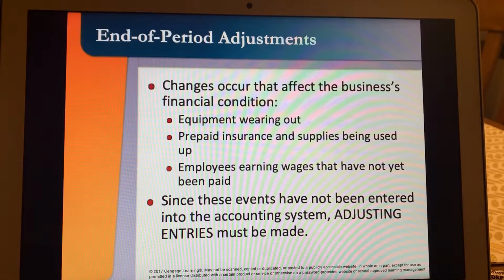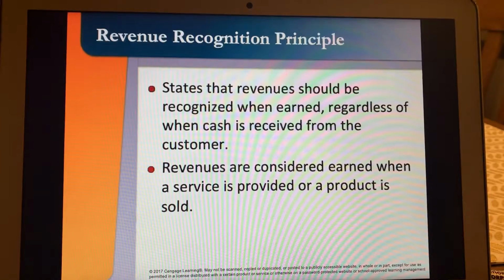Changes occur that affect the business's financial conditions, such as equipment wearing out, prepaid insurance and supplies being used up, and employees earning wages that have not yet been paid. Since these events have not been entered into the accounting system, adjusting entries must be made.